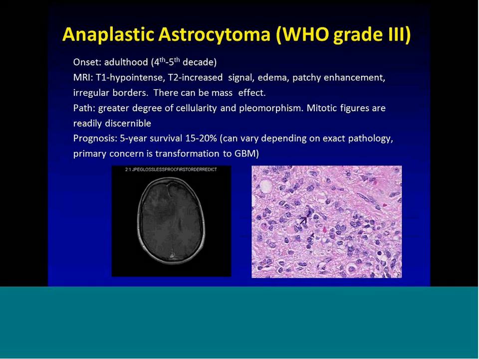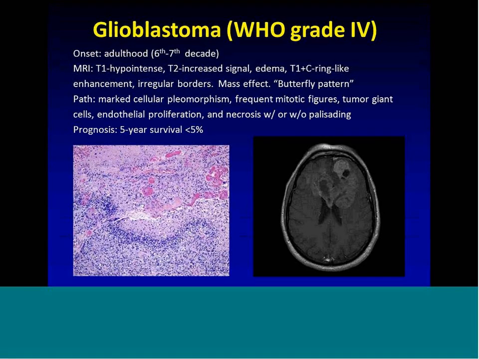Okay. The 5-year survival is 15 to 20%, but it can depend on the pathology. The mixed grade 3 with oligodendroglioma may actually have a better prognosis. But again, the primary concern here is you don't want it to transform to cancer. So finally, this is glioblastoma. This is more common in our elderly population.